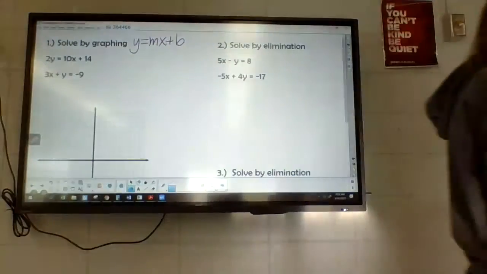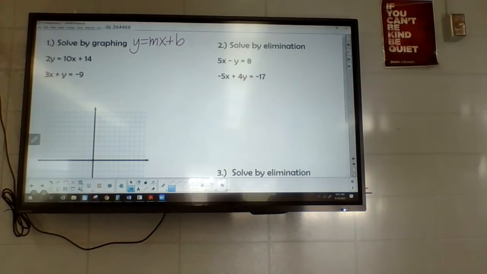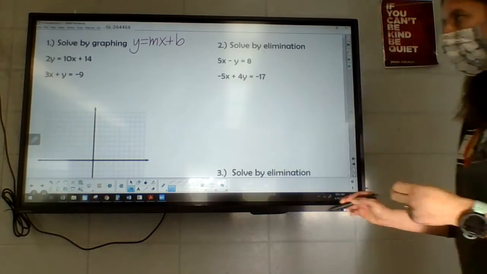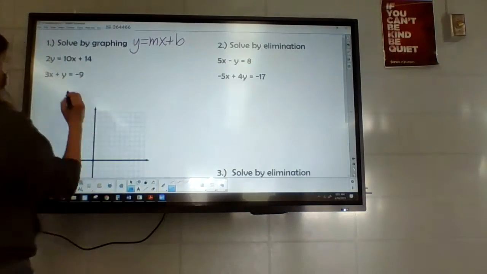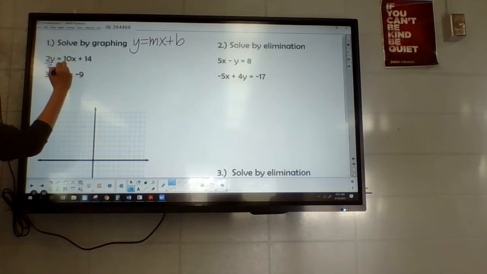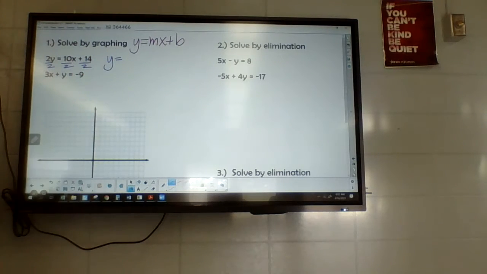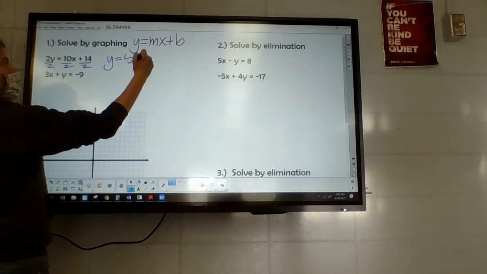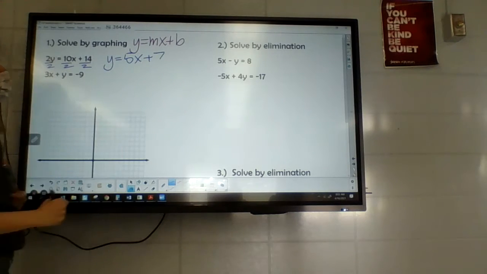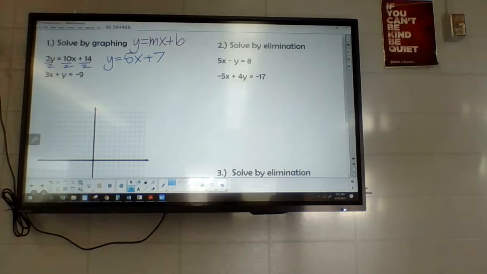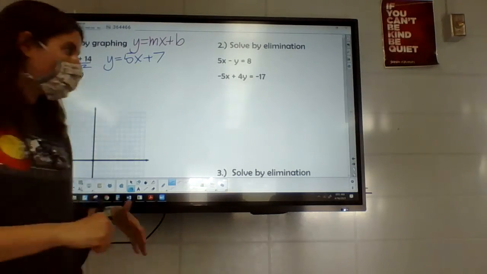What are we going to do to get y alone in that first equation? Divide by 2. Very good. So we're going to divide all of these by 2. That means all the terms. So 10 over 2 is just 5x. And 14 over 2 is 7. So 5x plus 7.